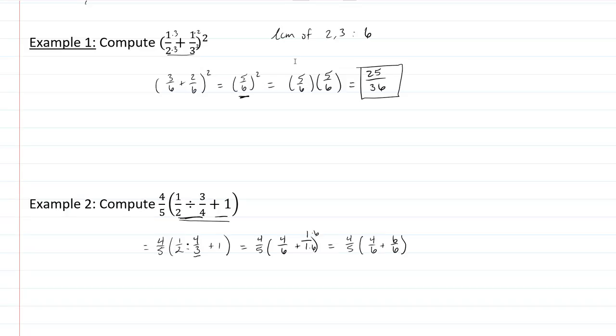Now that I have a common denominator, I can add these fractions. So this becomes 4 over 5 times 4 plus 6, which is 10 over 6. And then we can finally compute our multiplication with 4 over 5. So 4 times 10 is 40, and 5 times 6 is 30. I can see that I can reduce this fraction because both are multiples of 10. I can divide top and bottom by 10 and end up with 4 over 3 as my answer. We usually like to report our fraction solutions in most reduced form to be considered correct.